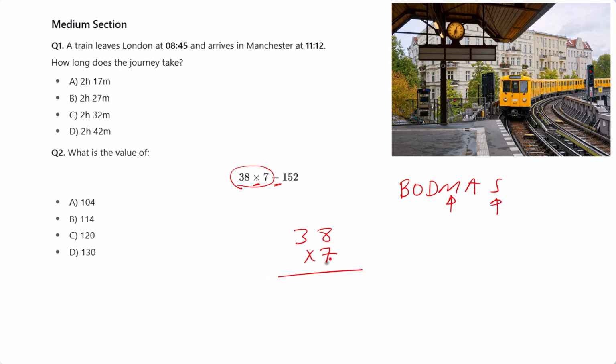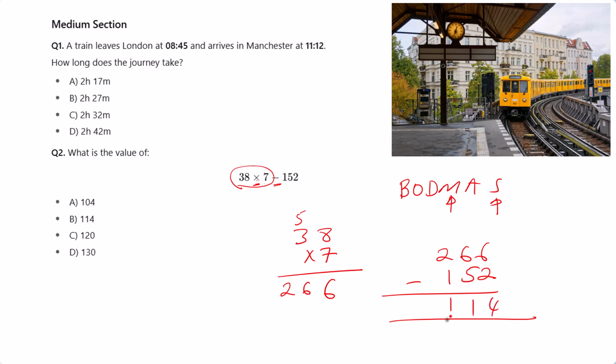Let's go. 7 times 8 is 56. Carry 5. And then 7 times 3 is 21, plus the 5 is 26. So the answer is 266, but we need to subtract the 152. We're going to start. 6 take away 2 is 4, 6 take away 5 is 1, 2 take away 1 is 1. So the answer is 140. That is that for question 2.